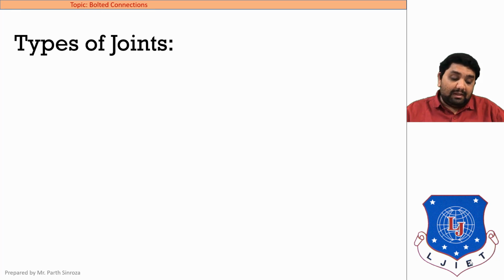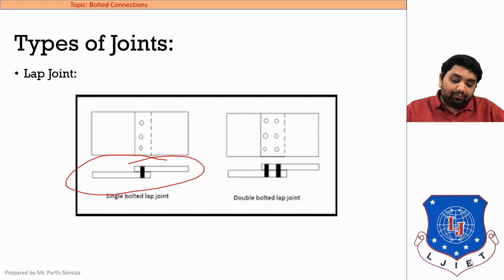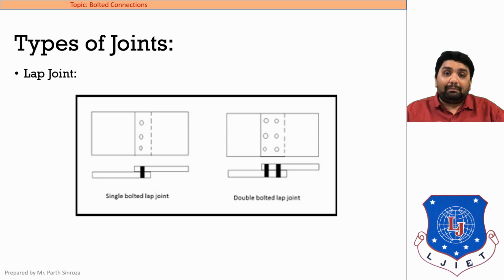The first is a lap joint. So this figure represents a lap joint. Lap means overlap. If two plates are being overlapped, as we see in the figure, the portion that is overlapped is connected by using bolts. So this method is known as lap joint, or you can say overlapping joints.